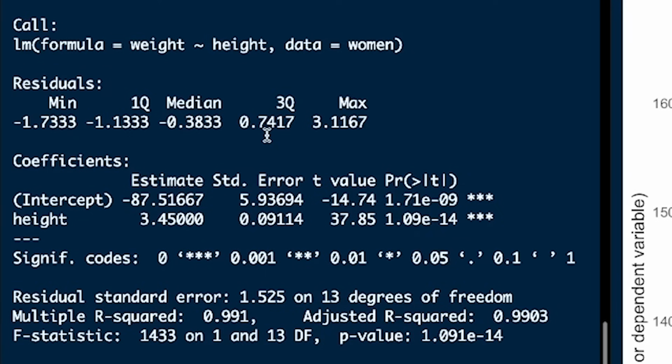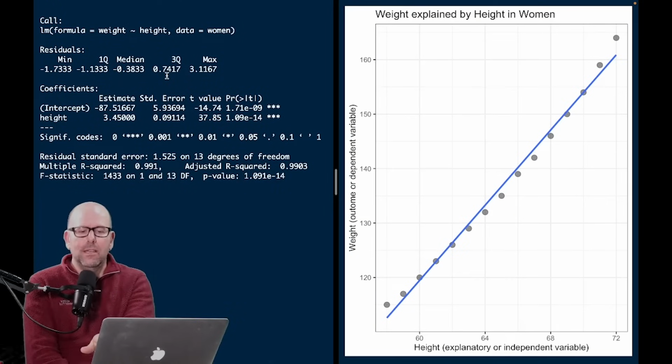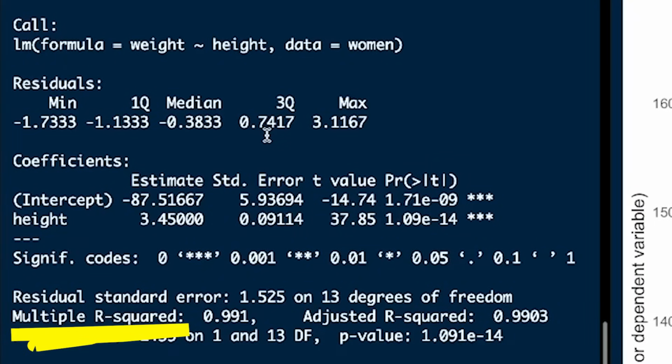Go down to the bottom. The F statistic, I'll just quickly cover that, tells us that at least one explanatory variable, and in this case we only have one, has explanatory power for the outcome variable. P-value very, very small. Very happy with that. Now, the two values just above that, let's look at those quickly. The multiple R squared tells us what percentage of the change in the outcome variable can be explained by the change in the explanatory variable.